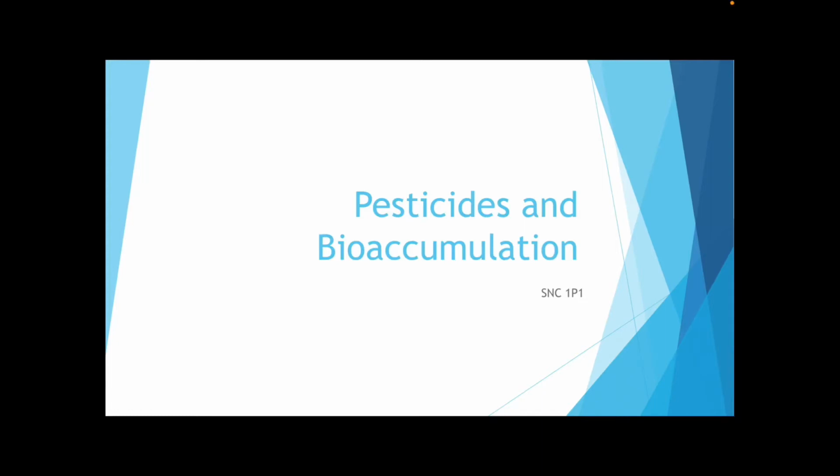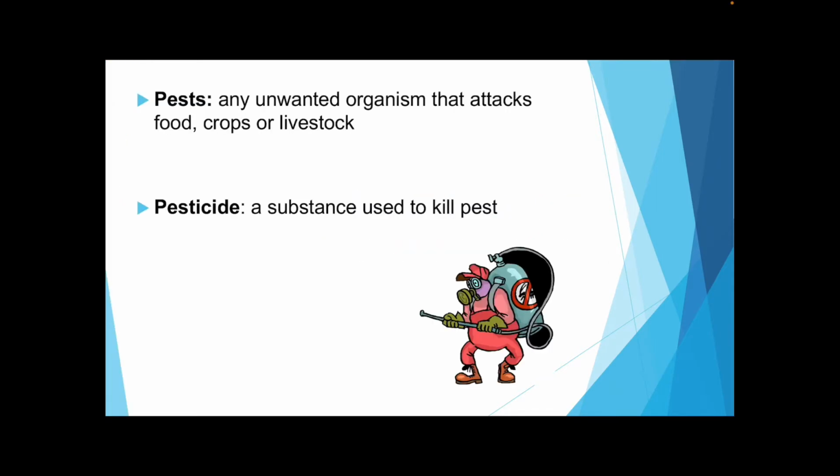Hi everyone! In this video lesson, we will be looking at pesticides as well as bioaccumulation. What is a pest? A pest is any unwanted organism that attacks food, crops, or livestock. And a pesticide is a substance used to kill that pest.